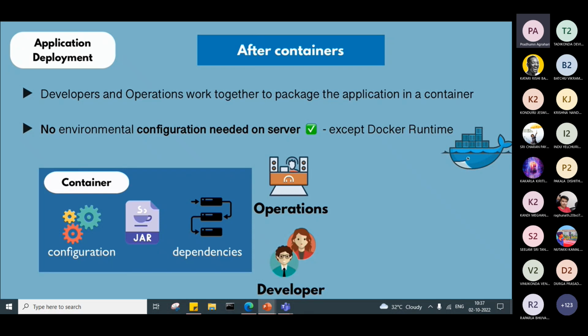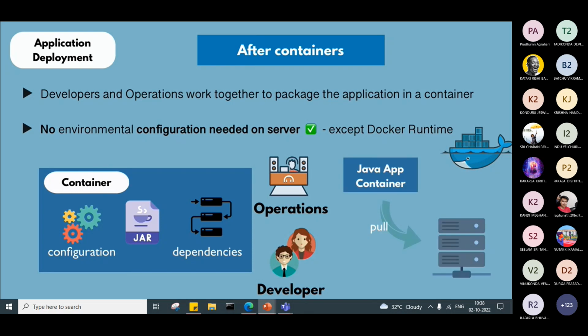Because you only have to download that file, that Docker image, and it has all the required information to move ahead. It's like DNA. It has all the information, like where and how it should start. So this is the container. The container has the config, the jar, and the dependencies.